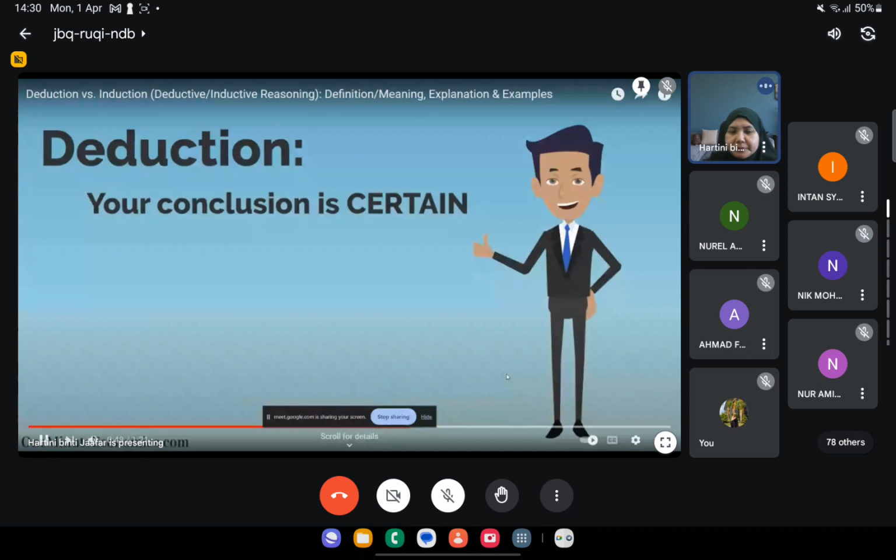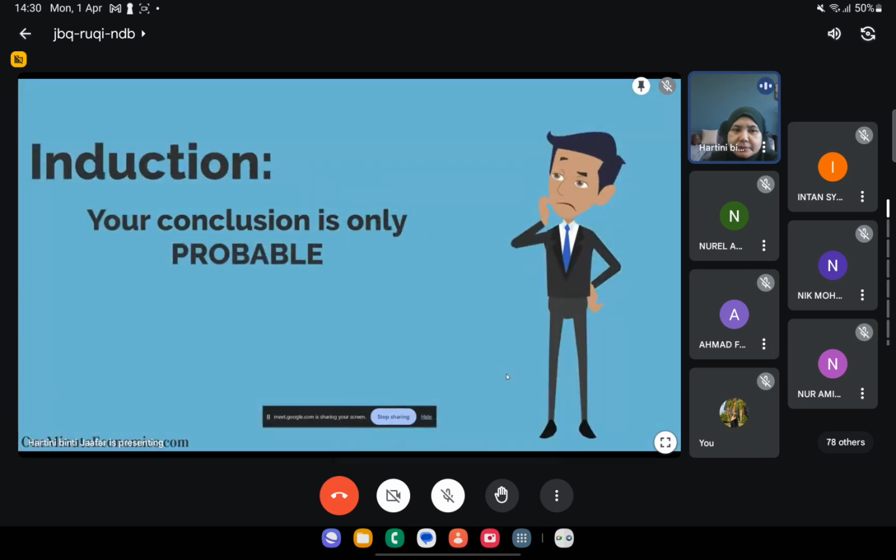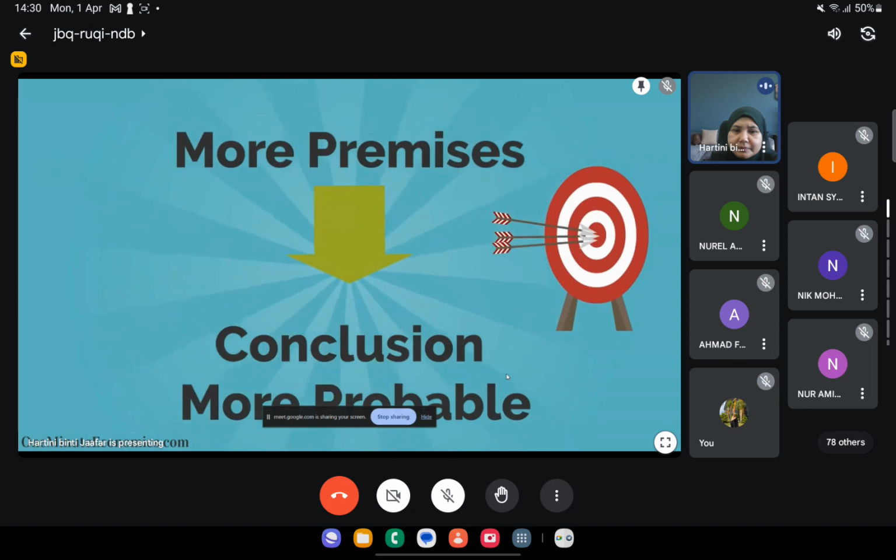And that with deduction, your conclusion is certain if your premises are true. However, when it comes to induction, your conclusion is only probable if the premises are true, and the more premises there are, the more probable the conclusion becomes.